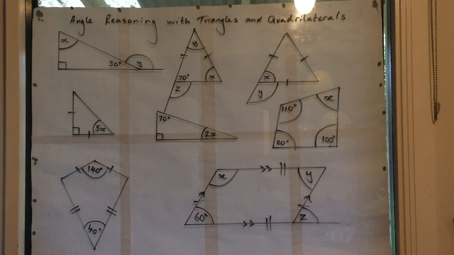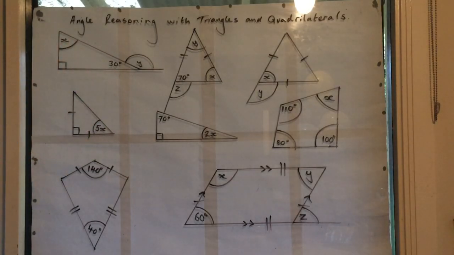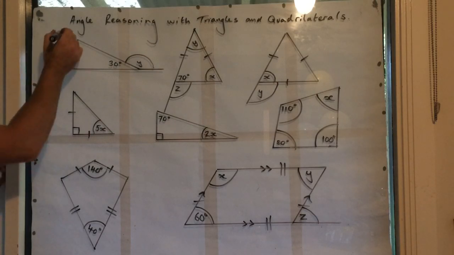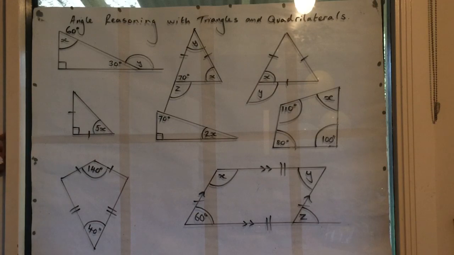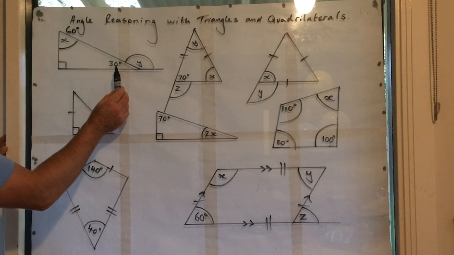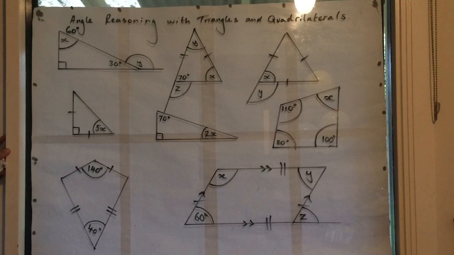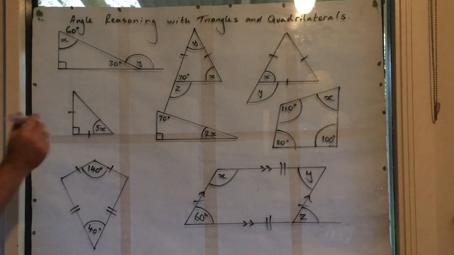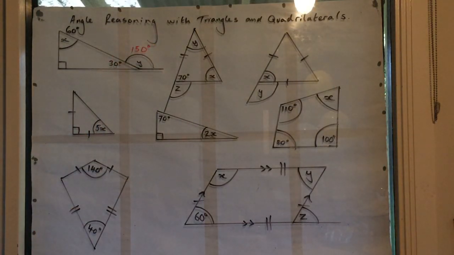So let me see. If we have a go at the first one here, we know that's 90 degrees and that's 30 degrees. So we know that this x here has to be 60 degrees. And now we say, well, what's angle y? Well, let me think. These two here are supplementary angles. So therefore I know the angle y must be 150 degrees. Okay, that's what angle y is.